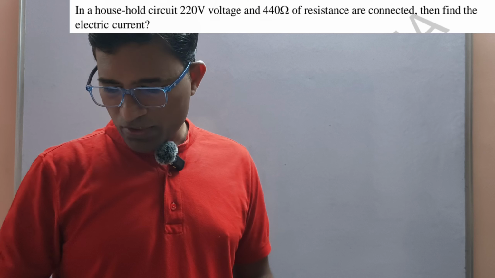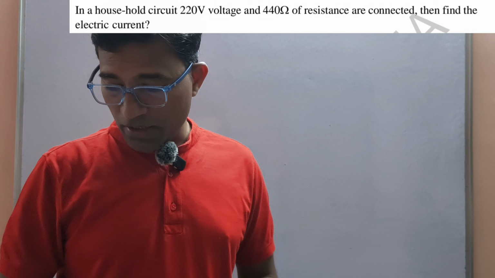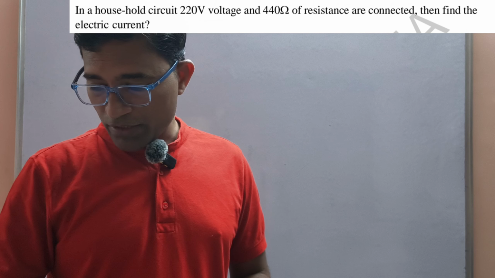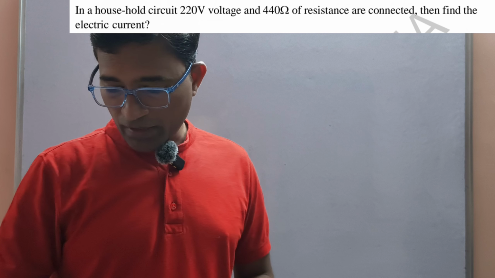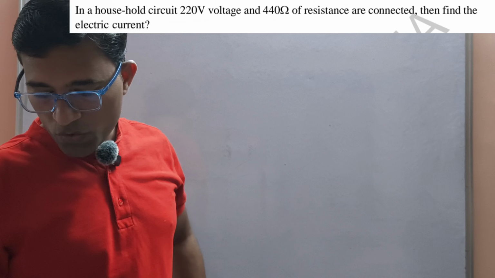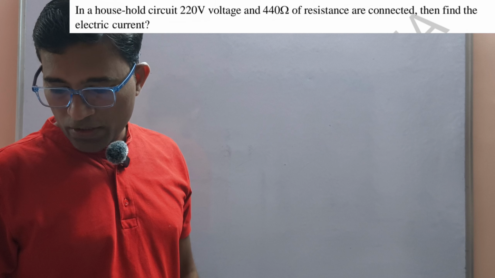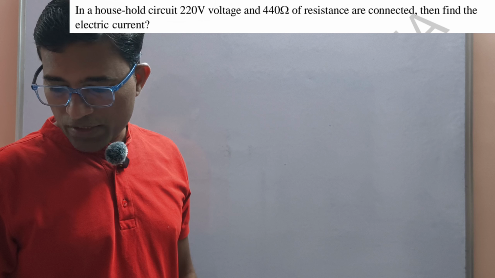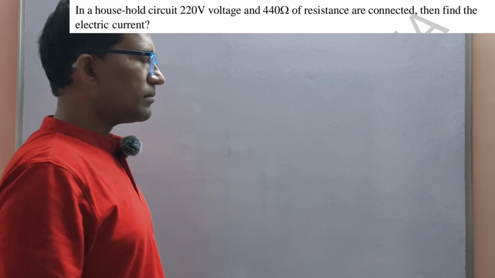In a household circuit, 220-volt voltage and 440 ohm of resistance are connected. Then find the electric current. I will read out the question again: in a household circuit, 220-volt voltage and 440 ohm of resistance are connected. Then find the electric current.